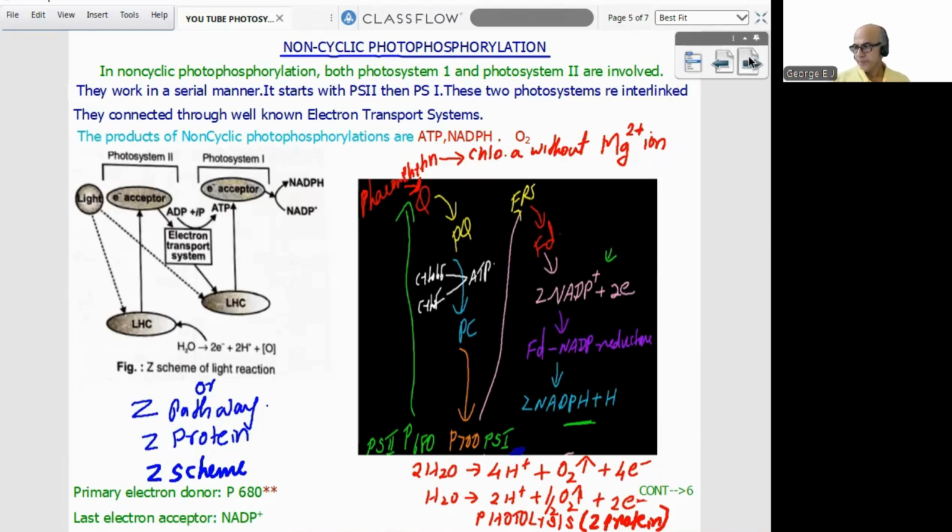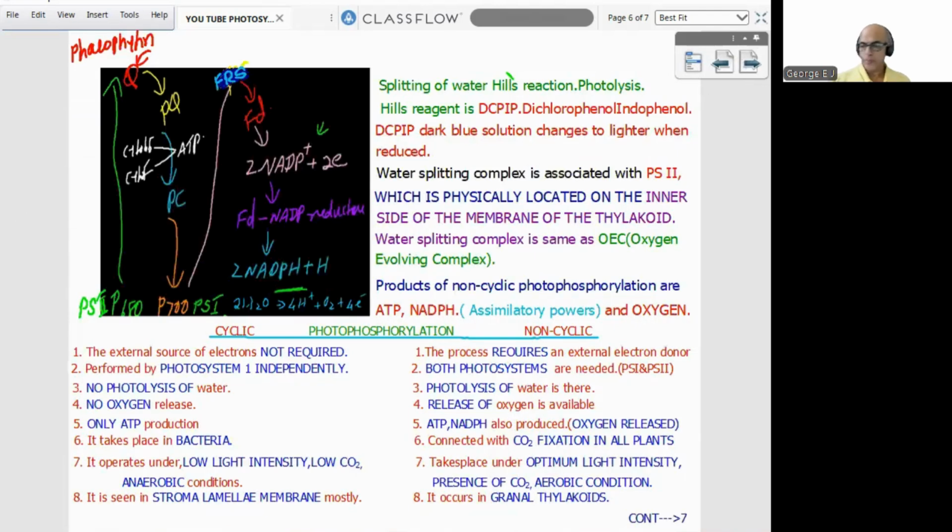Now comes the part connected with the splitting of water. So we can find here there is photolysis in non-cyclic. Splitting of water will take place and it is called Hill's reaction, otherwise called photolysis. Hill's reagent is DCPIP, dichlorophenol indophenol. And this DCPIP is a dark blue solution, which changes to lighter when it gets reduced. So protons, H+.